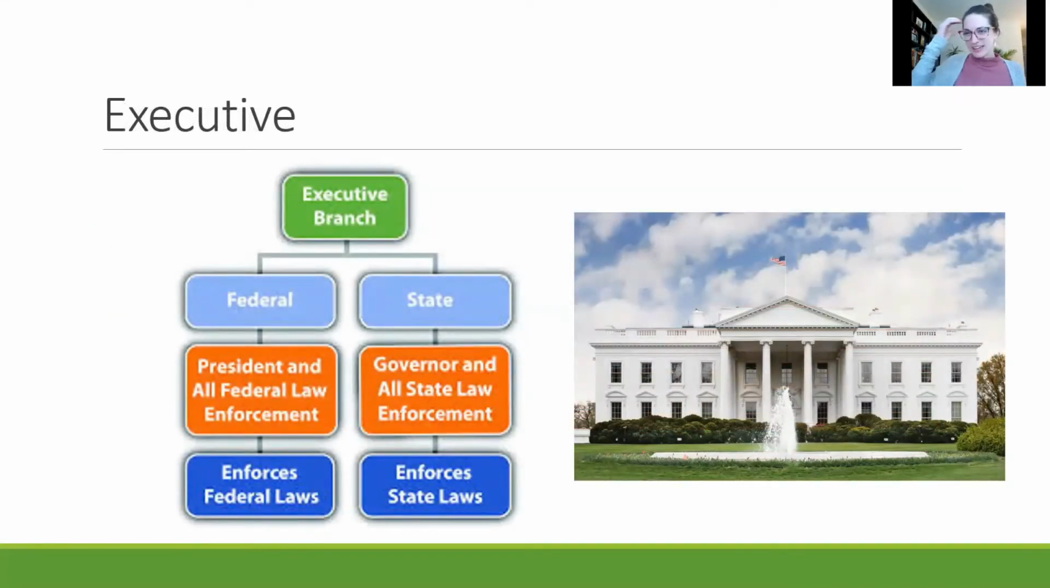The image that I want you to keep in your mind here is the White House. At the federal level, which is the big level for the whole country, we have the president and all the federal law enforcement. The job of the executive branch is to enforce laws. So the federal branch enforces the federal laws. And at the state level, where we have the governor and all the state law enforcement, we have the state laws.